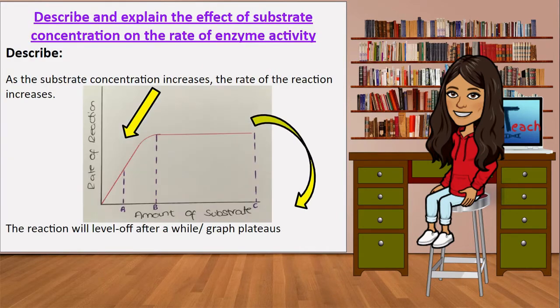So if we look at a describe and explain type question for substrate concentration, we've got a similar graph here. And what I've done here is I've split up the graph in three sections marked by A, B, and C in the purple pen. That first part where you see the upward part of the graph is where the substrate concentration is increasing, and you can see the rate of reaction also increasing. The point of saturation is at point B, and then you've got the plateau at C. This is where the graph is leveled off.